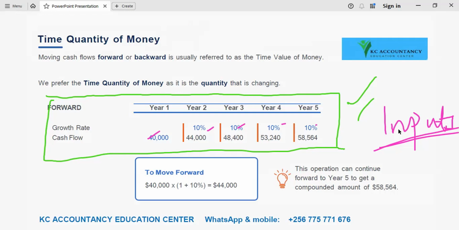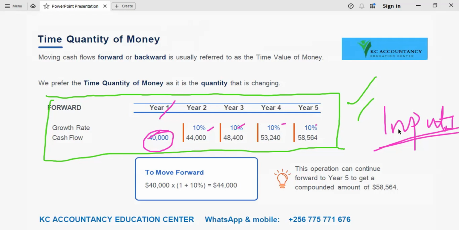So here we have our input. The first input, for year one, is 40,000 US dollars. We are looking at the forward movement of these cash flows, year 1, year 2, year 3, year 4, year 5. We have the growth rate, which you can take as the inflation rate, in other words, the rate at which inflation is growing.